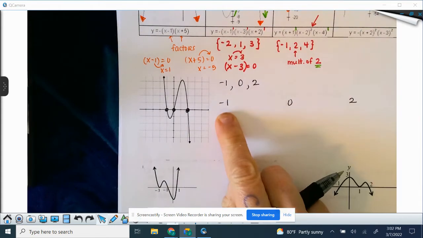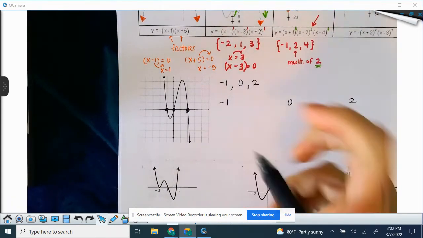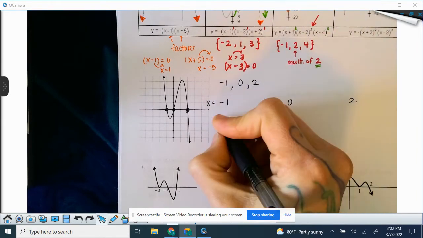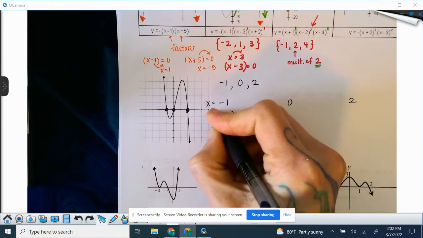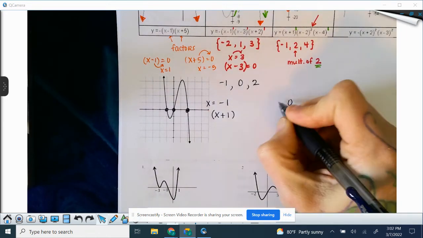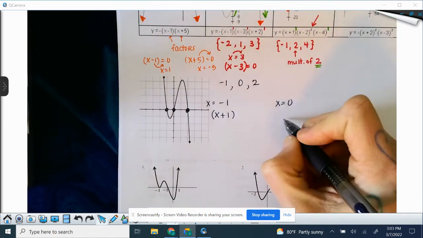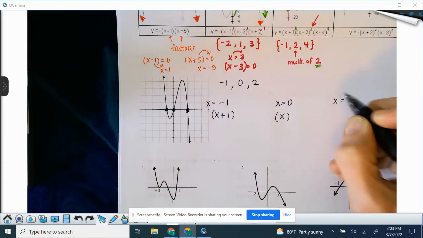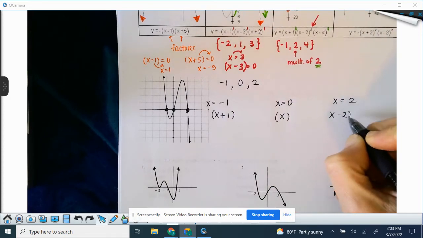So then the factor to -1, since that is x equals -1, we're going to move that -1 over here with x. And so the factor would be x plus 1. In this case, x equals 0. Move the 0 over. We're still just going to have x. X equals 2. Move our 2 over here with x. X minus 2. And that's your factor.